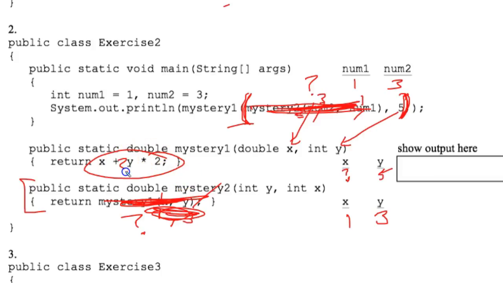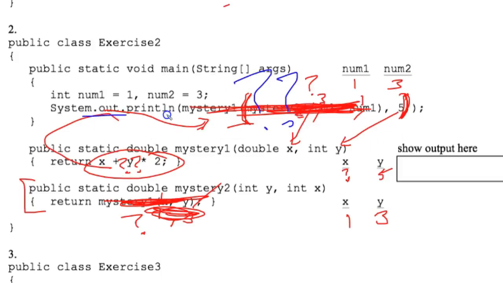I'll call that double question mark. That gets returned to wherever mystery 1 was last called, which is right here. So all of this, all of that simplifies to whatever double question mark is. And that, friends, is what system out prints. You have to figure out what double question mark is to finish that problem.